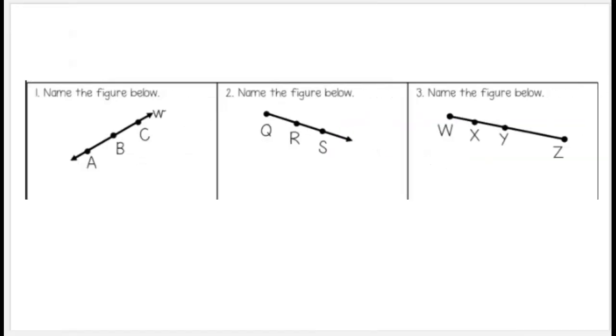All right, now we're going to apply these things to a few examples. So name the figure below. Remember, a name is specific to this figure. So yes, this is a line, but that is not the name of this line. This line could be named line W for our letter here, or I can choose 2 points like A, B, and make sure I put my symbol on top.